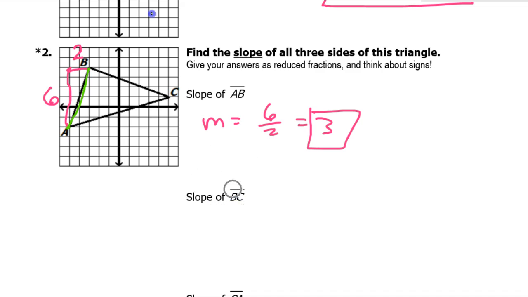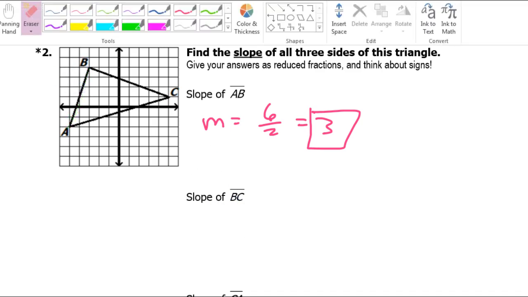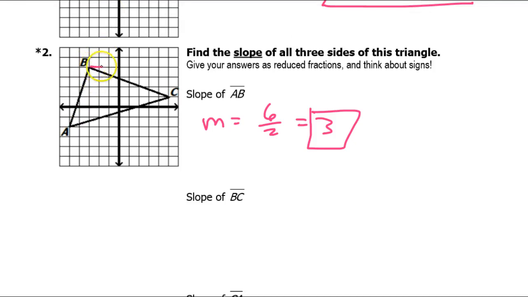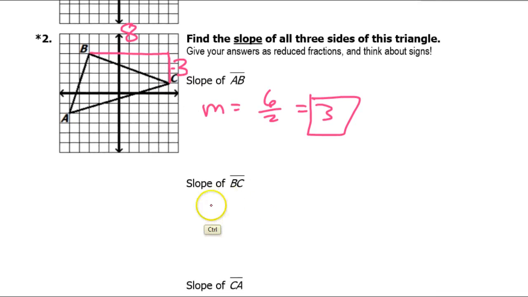Now let's talk about the slope of BC. Okay, if I make a right triangle out of that, it would be like this. I see the vertical portion is 3. The horizontal portion, 5 plus 3, is 8. Now I could look at this as going right 8 and down 3. That would make this +8 and -3. But ignore that for a second.